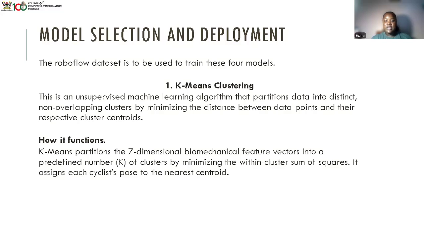My first model is the K-means clustering algorithm, which is an unsupervised algorithm that groups cyclists, in this particular case, into distinct non-overlapping clusters by minimizing the distance between each data point and its cluster centroid. Specifically, it operates on a 7-dimensional biomechanical feature vector, one vector per cyclist, and partitions them into K clusters by minimizing the within-cluster sum of squares.